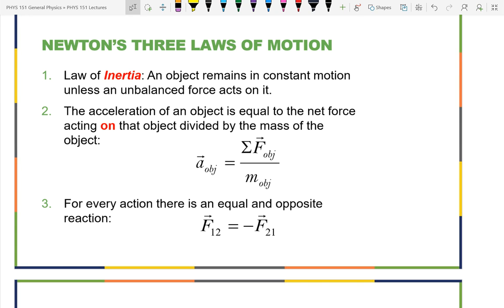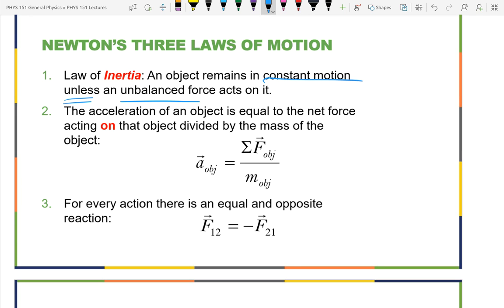So the first law says an object in motion will stay in motion, in constant motion, unless an unbalanced force acts on it. So the fact that that came to a stop meant that there was some unbalanced force that made it stop. And of course, you probably know, what was that unbalanced force? Friction, right? Friction made it stop.